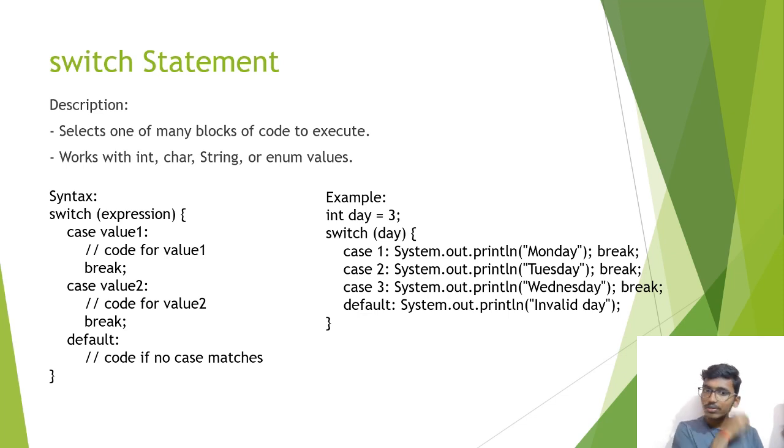Or else case 2, we are giving as Tuesday and break. And case 3, we are giving as Wednesday and break. Default one, system out invalid day. This invalid will be printed if we are giving numbers more than 3 or 0 and so on. And this was the switch statement.